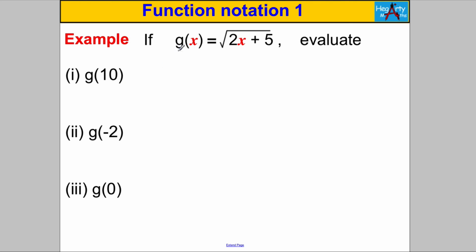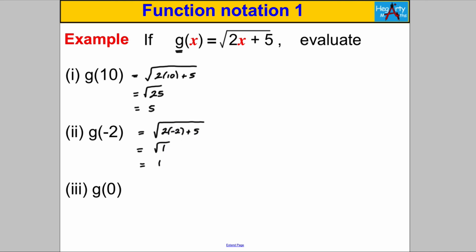This time we're not using f, we're using g, but we know that can be a function as well. So g of 10 is going to be the square root of 2 multiplied by 10 add 5. 2 times 10 is 20, 20 add 5 is 25, so this is the square root of 25, which is 5, and we're done. Next one, we're going to say this is the square root of 2 multiplied by negative 2 add 5. 2 multiplied by negative 2 is negative 4. Negative 4 add 5 is positive 1, so this is the square root of 1, which is the answer 1.